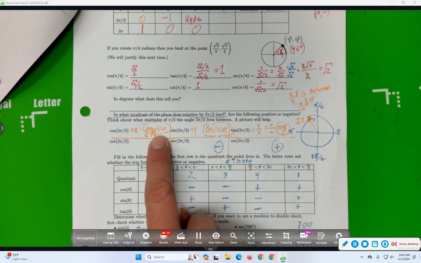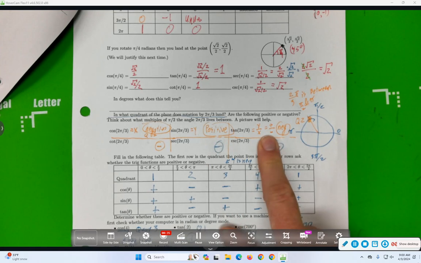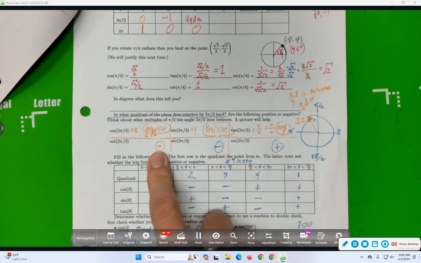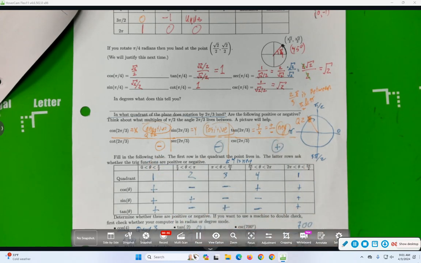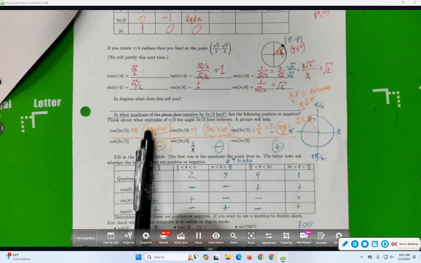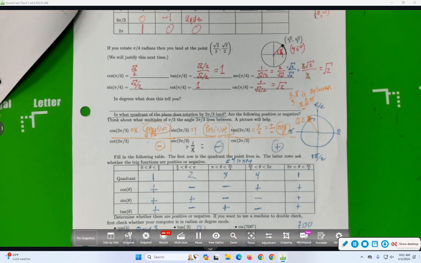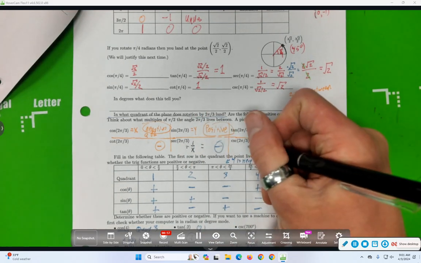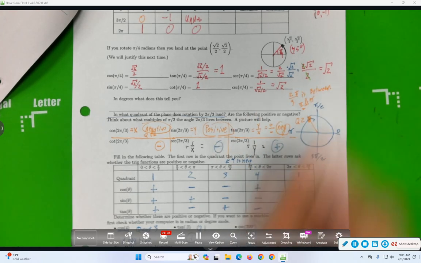In quadrant 2, cosine is negative because it's the x-coordinate. Sine is positive because it's the y-coordinate. Tangent is negative because it's the slope. Cotangent is the reciprocal of tangent, so it should have the same positivity or negativity. Right? Dividing by a negative is negative. Secant is 1 over the x value. X value is negative, so that should be negative. That was written down wrong last time. Cosecant is 1 over the y value, so that'll be 1 over a positive, which is positive.